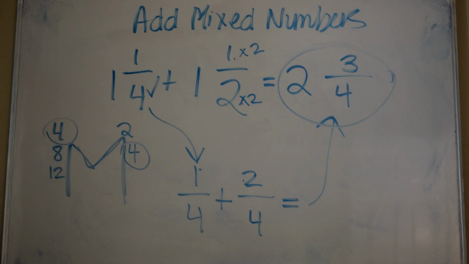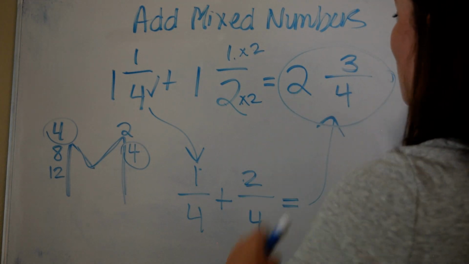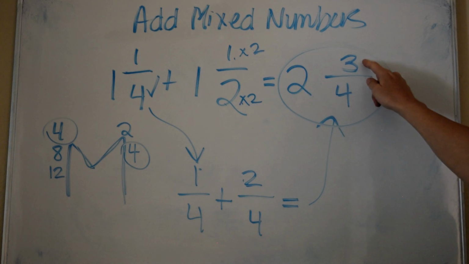So what did we do there? We had to make sure that the denominators were the same. We made them the same by finding the least common multiple, or the least common denominator, which happened to be a 4. My 1/4 was good to go, but I had to change my 1/2, and I did that by multiplying the top and bottom. I rewrote my new fraction, and then I added my fractions together because the denominators were now the same, and I got 3/4. Don't forget to connect that to the wholes that I added at the very beginning. My entire answer is 2 wholes and 3/4.